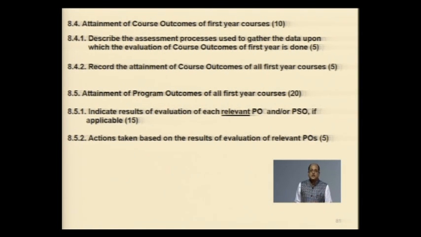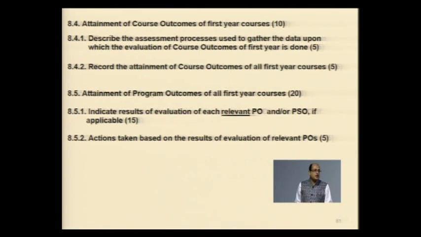So all those courses program at first year level, not program, institution at first year level needs to demonstrate the course outcome attainment. So again the same questions which we saw in the program level. Describe the assessment processes used to gather the data upon which the evaluation of course outcome of first year is done. Record the attainment of course outcome of all first year courses. Attainment of program outcomes of all first year courses. Indicate result of evaluation of each relevant PO.